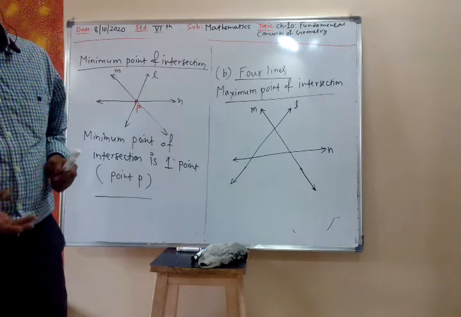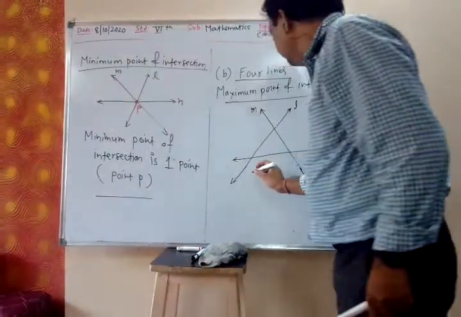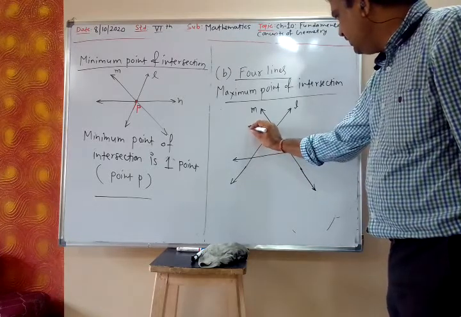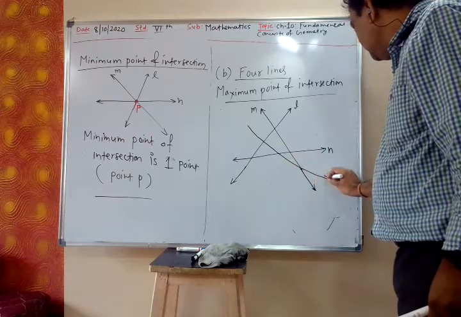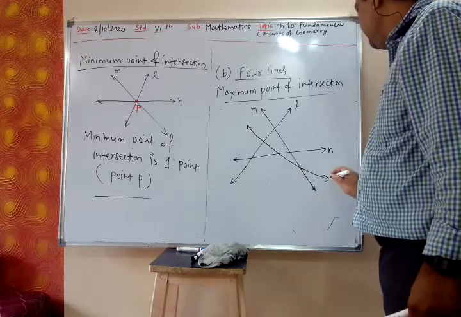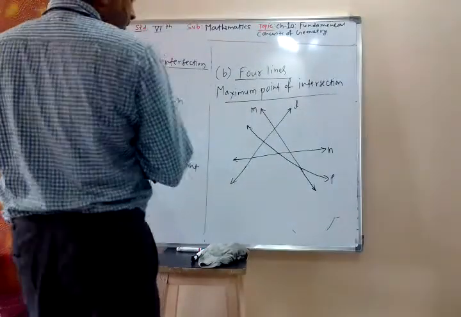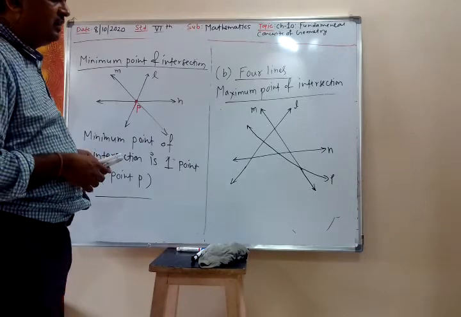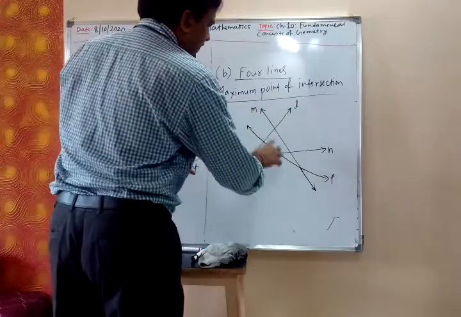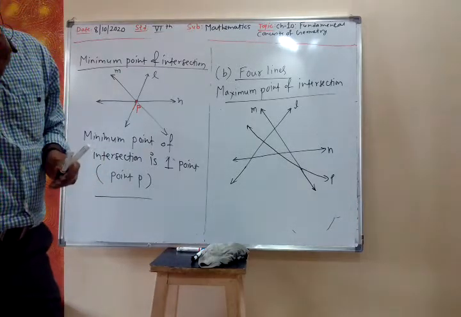Yes. Now you consider another line intersecting. This is line L, M, N. You can take line P, no problem. You can take the upper one also. See, I have taken the line. You can use it. So now name them.